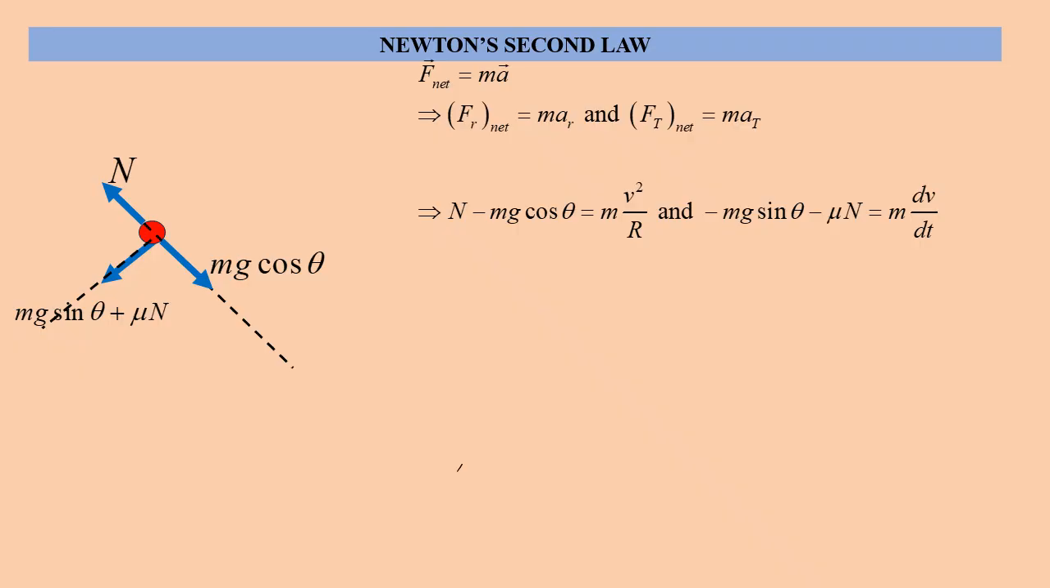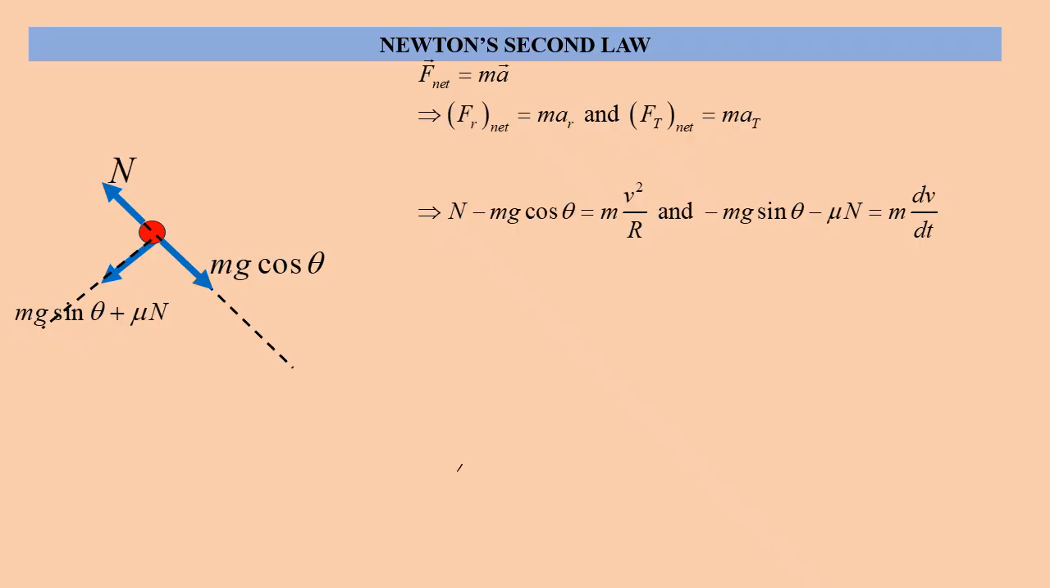Next step is to use Newton's second law of motion at the general position. Newton's second law for a particle is F net vector is m times a vector. The net force vector acting on the particle at any instant is the product of its mass and its instantaneous acceleration vector. This is a vector equation. We'll be needing to use it.